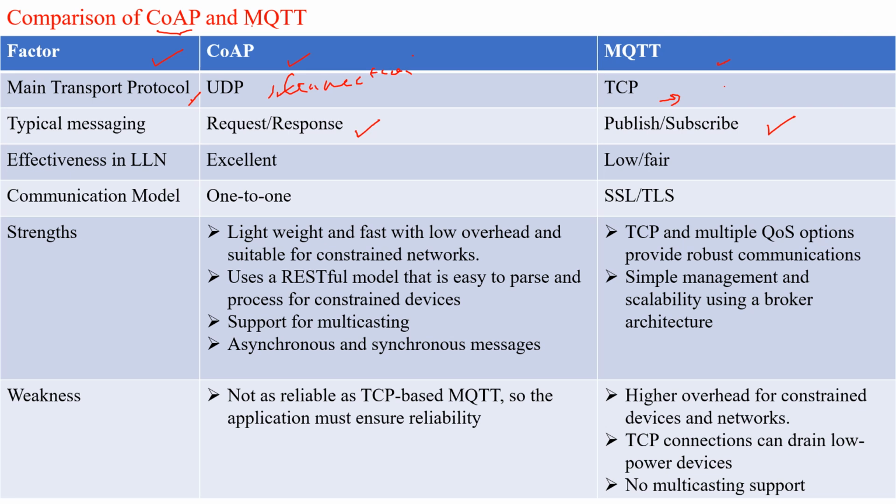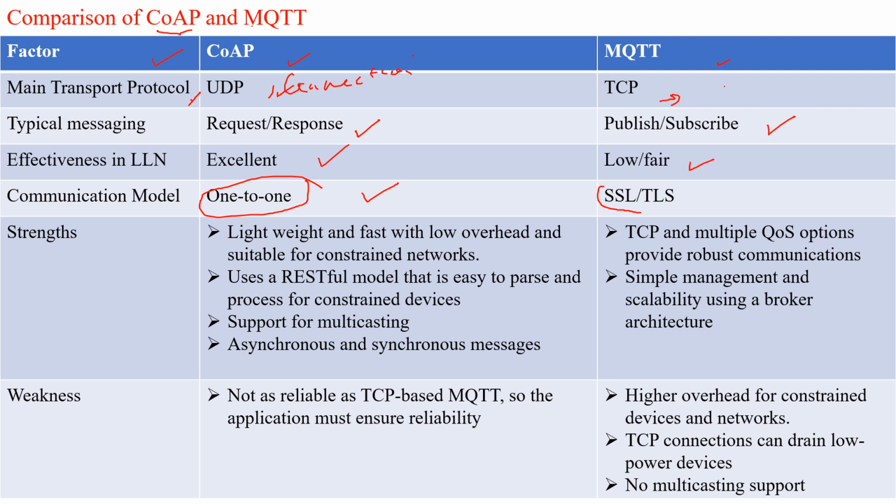Effectiveness in LLN. So what is LLN? Low power and lossy networks. CoAP works well, that is excellent in LLN networks, whereas MQTT is not so efficient; it has low or fair effectiveness in LLN networks. Now, what is the communication model? For CoAP, it is a one-to-one communication model, whereas in the case of MQTT, security is SSL or TLS. SSL stands for Secure Socket Layer, and TLS stands for Transport Layer Security protocol.